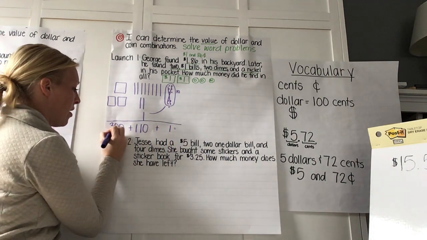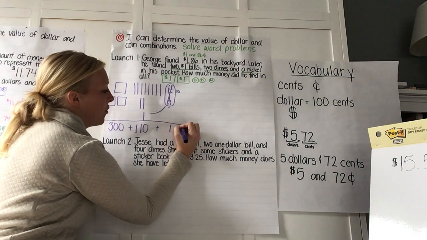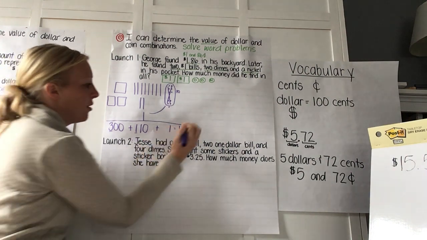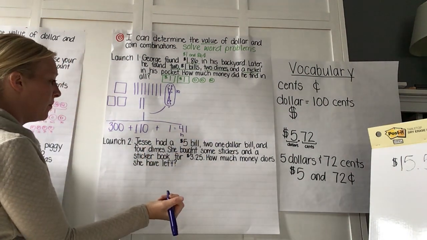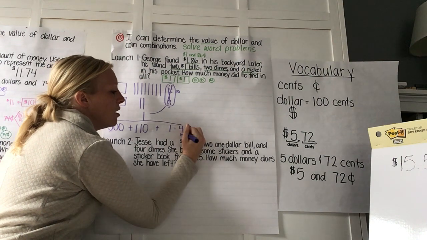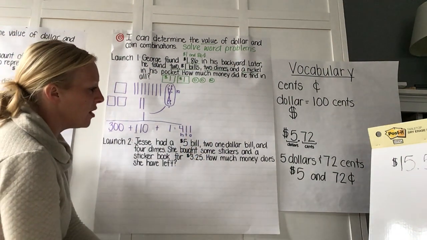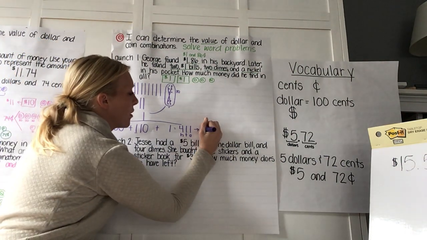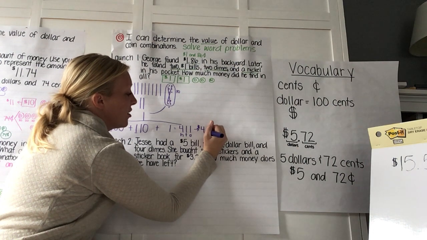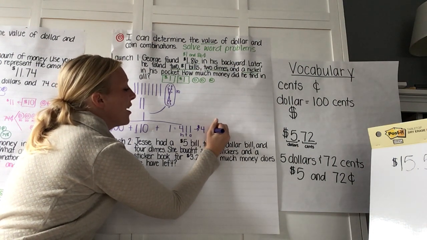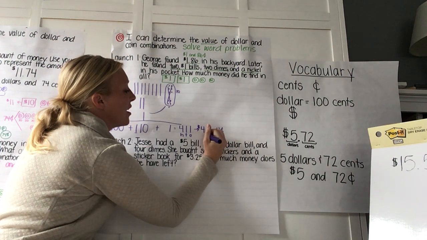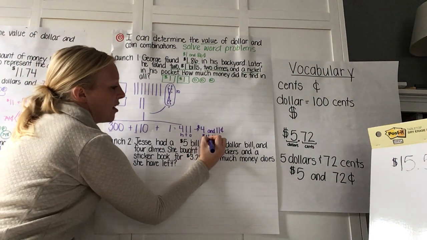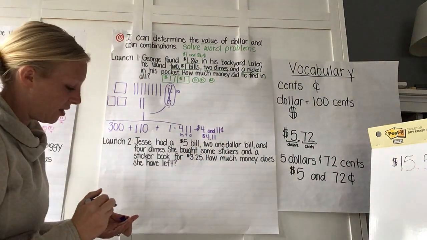Okay. Your 300 and your 100 was 400. Your 0 tens, 110, and 0 tens was 110. And then you had 1, 1. Okay, so that made 411. And so then what does that equal when we think about our coins? $4 and 11 cents, or $4.11. There's that 100 separating from your tens and your ones.